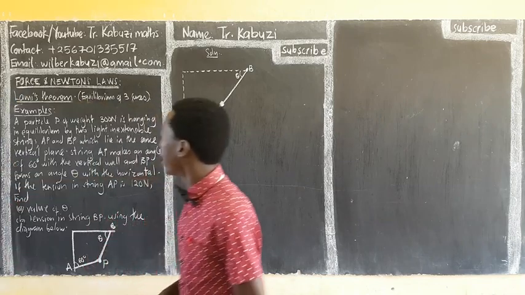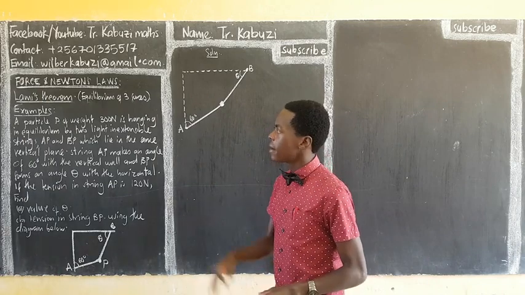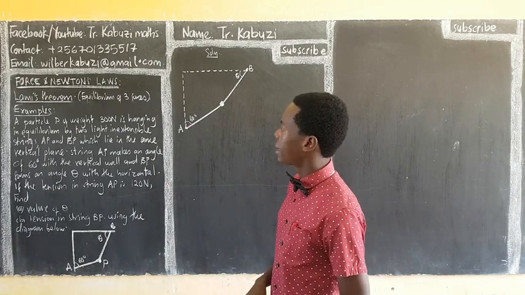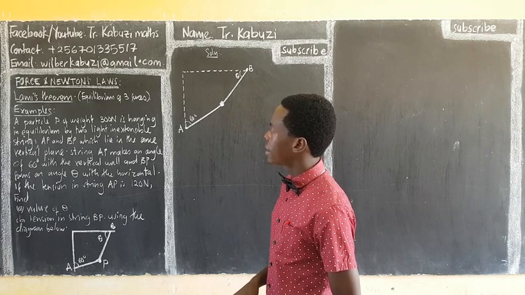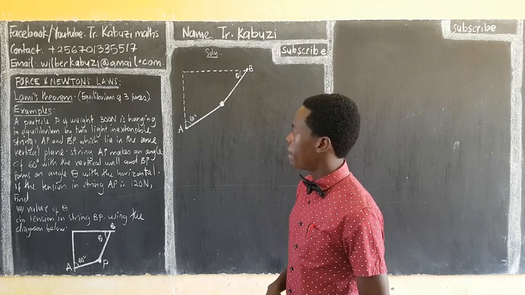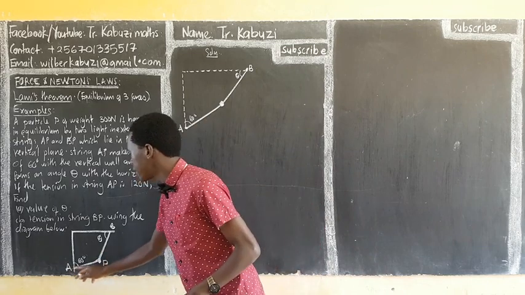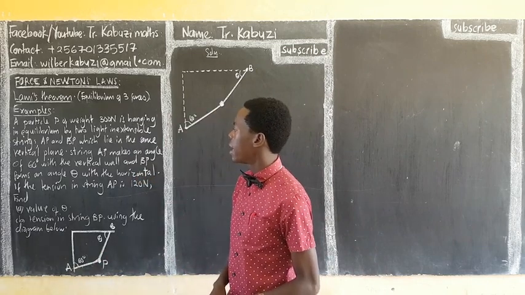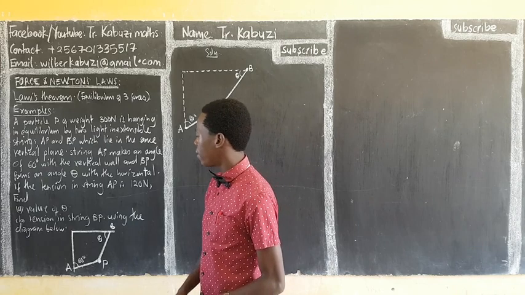Let us see another question about the use of Lami's theorem. A particle P of weight 300 newtons is hanging in equilibrium by two light inextensible strings AP and BP, which lie in the same vertical plane. String AP makes an angle of 60 degrees with the vertical wall, and BP forms an angle theta with the horizontal.